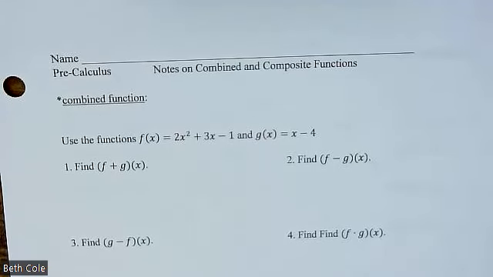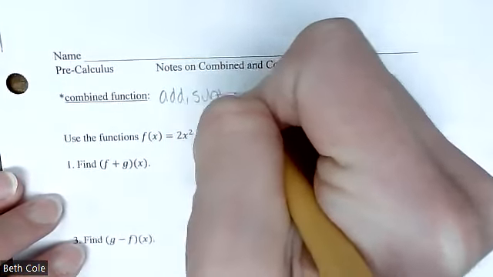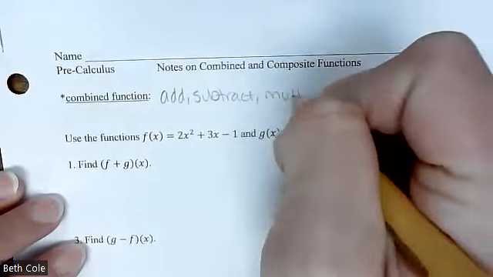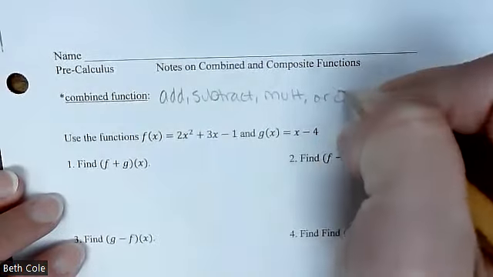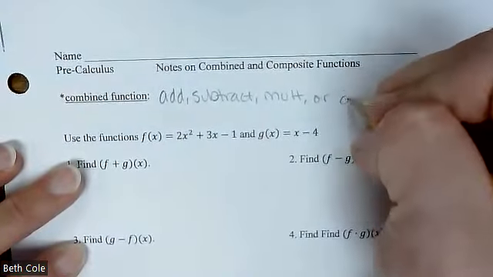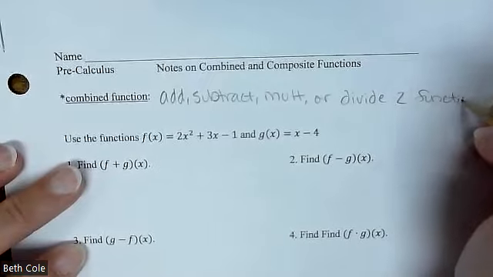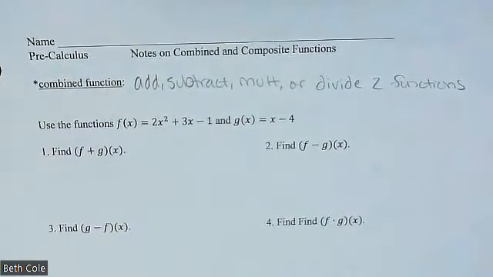All right, so a combined function means exactly what it sounds like. You are going to add, subtract, multiply, or divide two functions. So you're combining them by adding, subtracting, multiplying, or dividing. So if you can add, subtract, multiply, and divide, you're good.